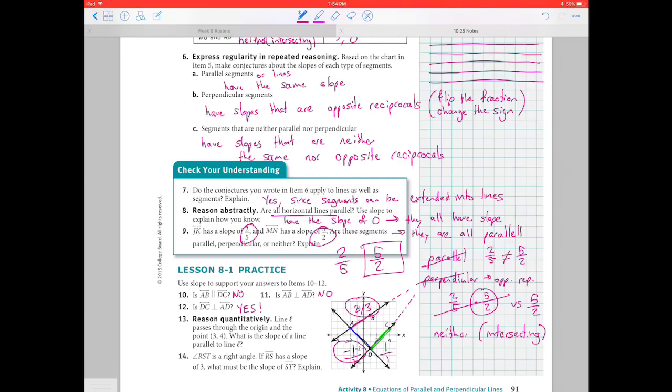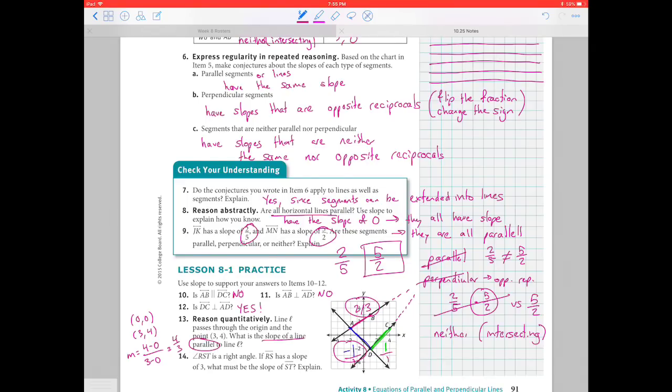All right. 13 is looking at a new kind of picture. It says line L passes through the origin and the point (3, 4). What is the slope of the line parallel to L? So first we need to find the slope of L. The origin is always (0, 0). We have our second point, (3, 4). So to find the slope, we can just use our slope formula. So 4 minus 0 are our two y's, 3 minus 0 are our two x's. So we get 4/3 for our slope.